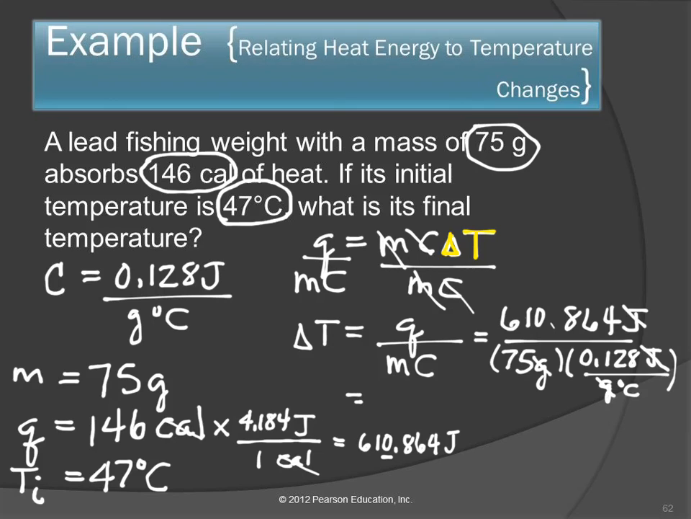So delta T equals 63 point, it should have 2 sig figs, I'm going to throw in 2 extras, 63.63, and that's degrees Celsius. If you do 610 divided by 75 times 0.128, then you have to use parentheses, otherwise you're going to get the wrong answer. Any questions yet? So this is delta T that we just found.